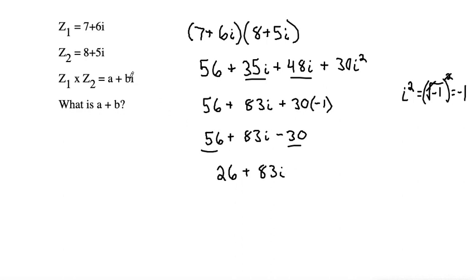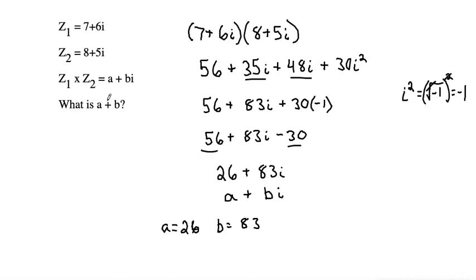So when our number is in the form of a plus bi, the a is the number by itself, so a is equal to 26, and the b is the coefficient of the i, so b is equal to 83.